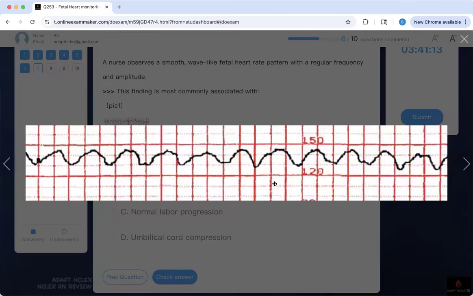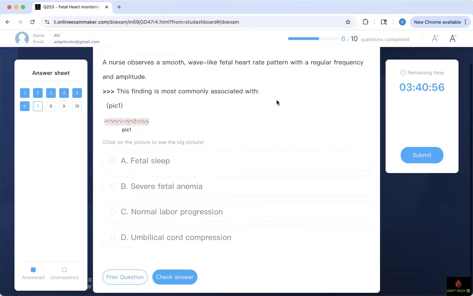Then you look at it. You see very smooth wave-like fetal heart rate pattern, smooth, like normal amplitude. The heights are the same. What do you think this is? Is the baby sleeping, or does the baby have anemia, normal progression, or cord prolapse? What do you think?